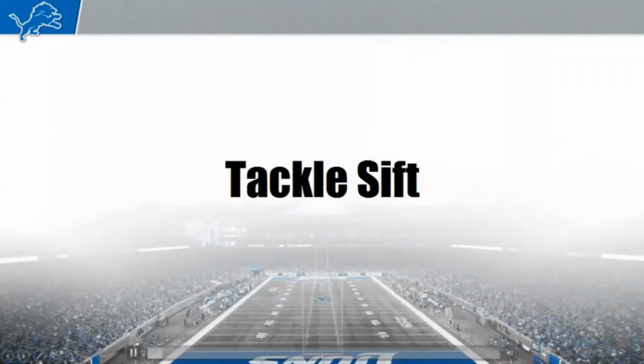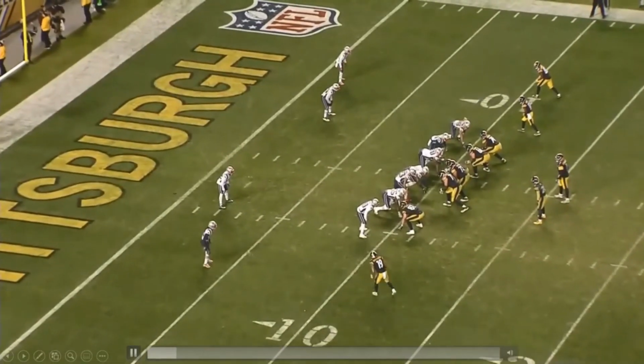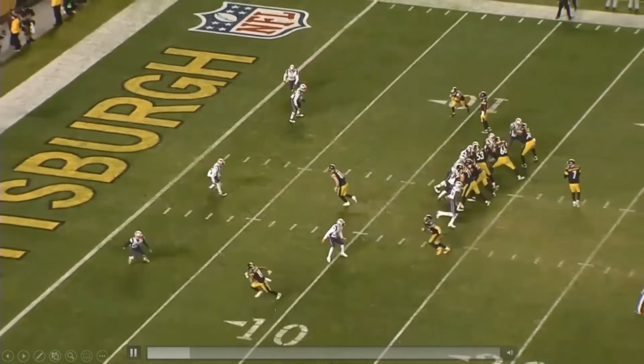Here's an example of what I mean when I say a tackle sift. All right, and we'll see this better from the end zone.